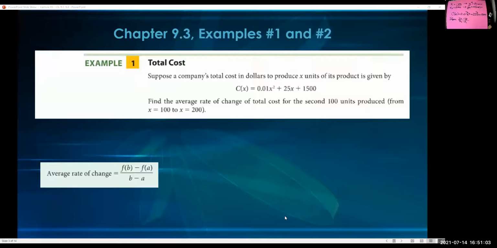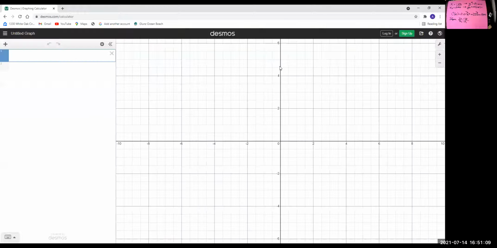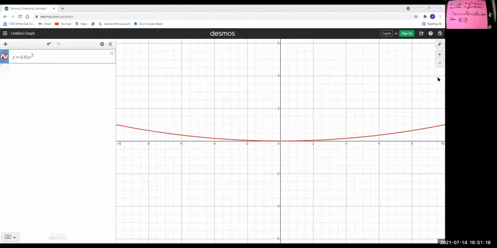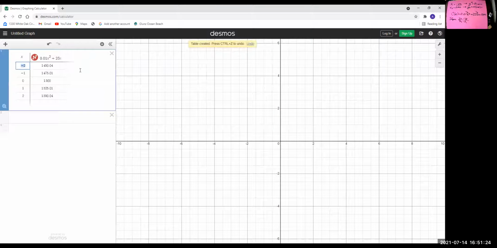Again, I'm going to put this function into Desmos. All right. I'm going to go to Desmos, and I'm going to put in y equals 4.01x squared plus 25x plus 1500. And I'm going to tell Desmos, please make this into a table so I can get values. So now I remember how I did that.